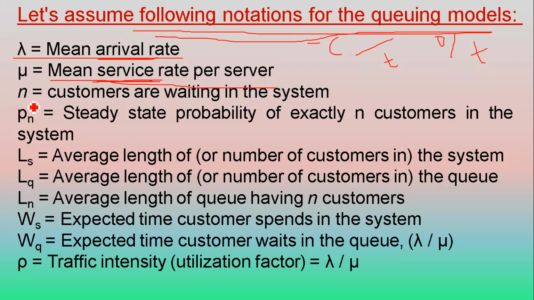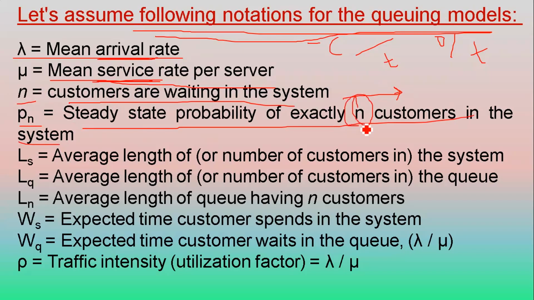Then n is for customers waiting in the system. N number of customers are waiting in the whole system. That indicates the number of customers waiting, right? Then Pn is the steady state probability of exactly n customers in the system. P stands for probability, right? So it indicates the probability of exactly n customers being in the system. That is the probability of n customers.